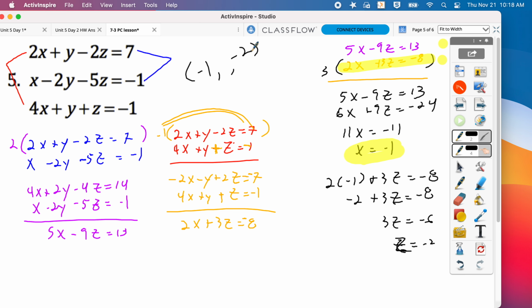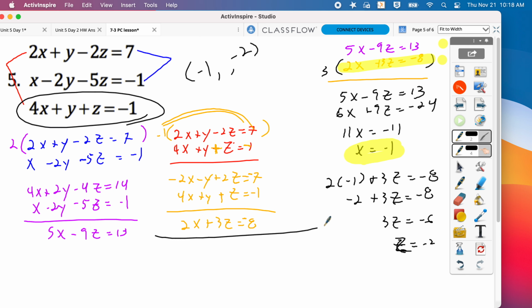Lastly, I'm going to go into one of these again, and I'm going to pick the bottom one just because. 4 times negative 1, which is my x value, plus y, plus my z value of negative 2 equals a negative 1.